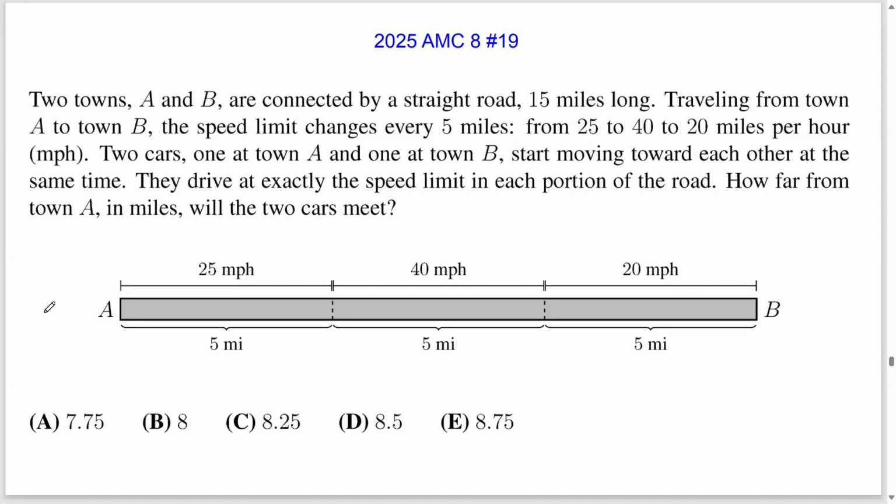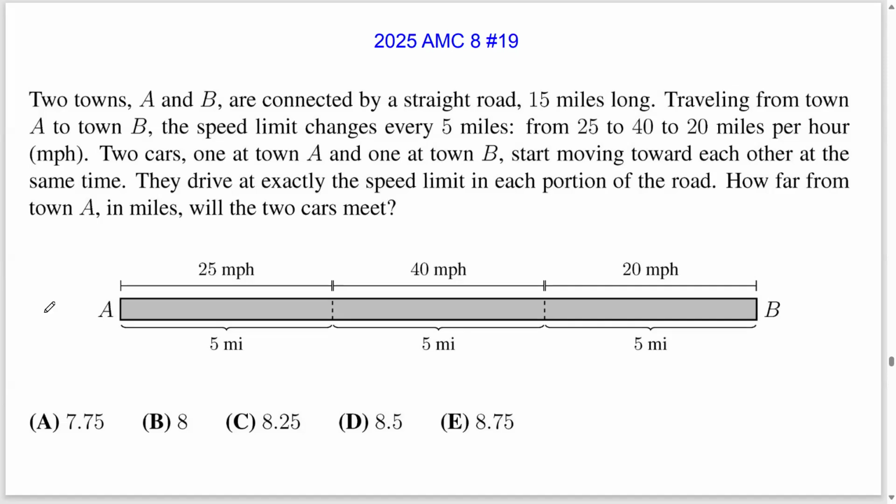Two towns A and B are connected by a straight road 15 miles long. Traveling from town A to town B, the speed limit changes every 5 miles, from 25 to 40 to 20 miles per hour. Two cars, one at town A, one in town B, start moving toward each other at the same time. They drive at exactly the speed limit in each portion of the road. How far from town A in miles will the two cars meet?